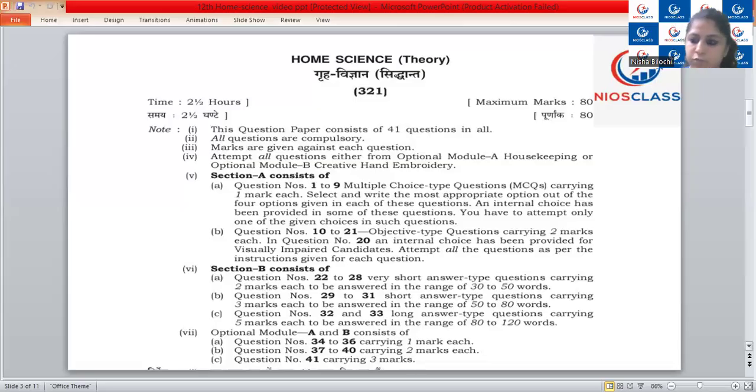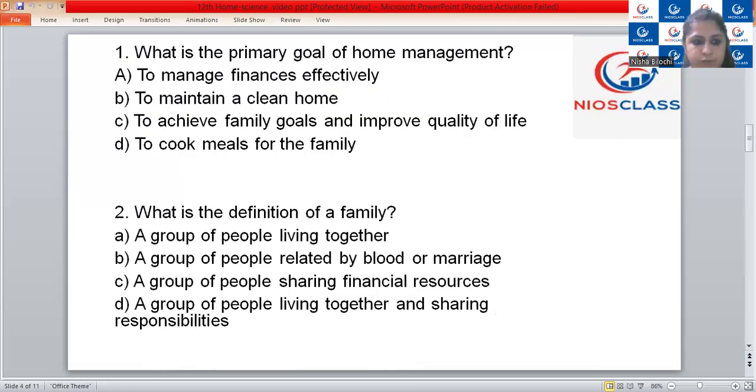Let's move forward and start discussing the questions now, as I've prepared questions for you. The first question over here is, what is the primary goal of home management? As our subject is home science, the first question is related to this: what is the primary goal of home management?